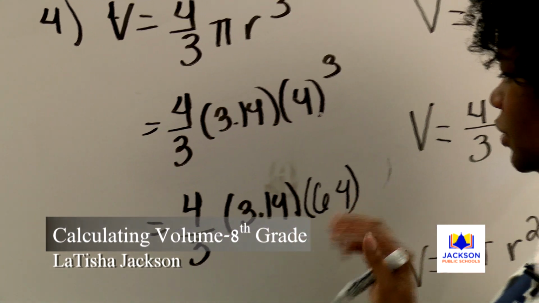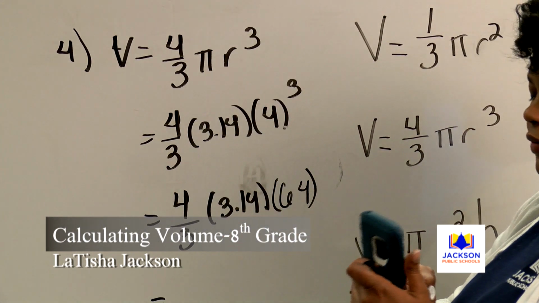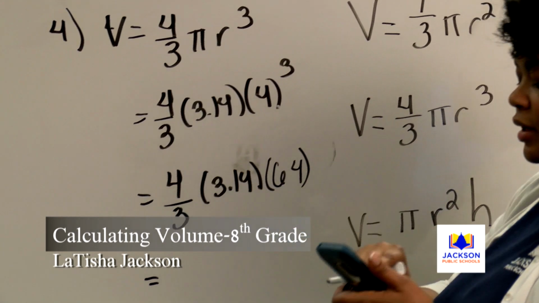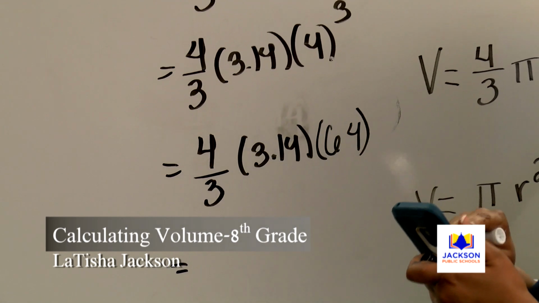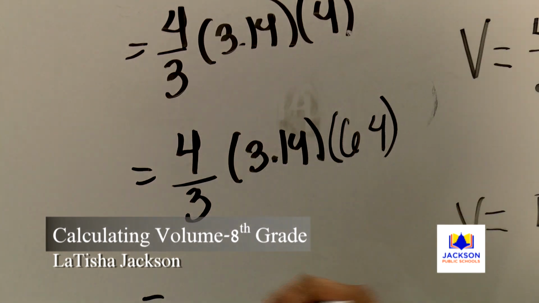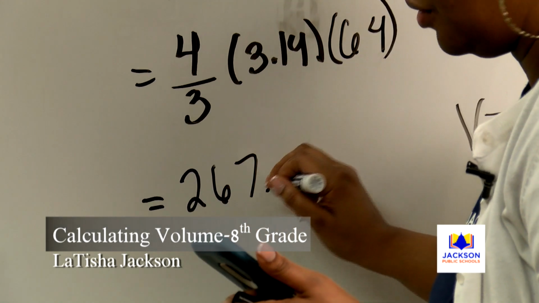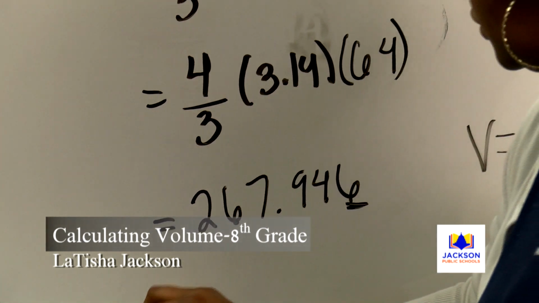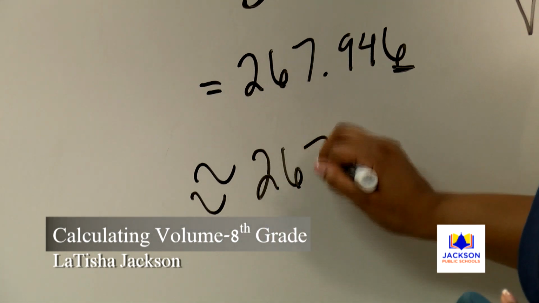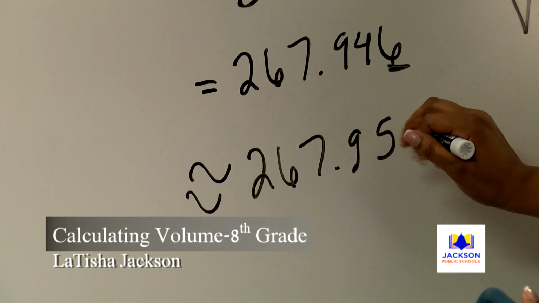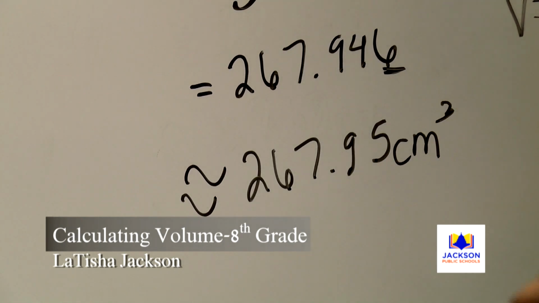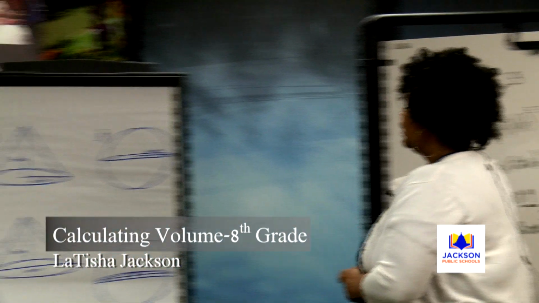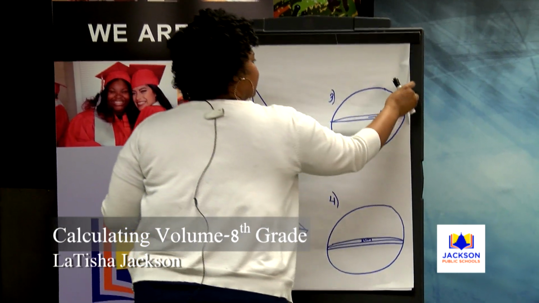So 4 times 4 times 4 equals 64. And then just punch the rest of the expression into your calculator. So again, 4 divided by 3 equals, and then times 3.14 times 64. And we get 267.946. I'm going to round to the nearest hundredths. So we're going to approximate this to be 267.95 centimeters cubed. Got it? So the last one we're going to do is a cylinder.